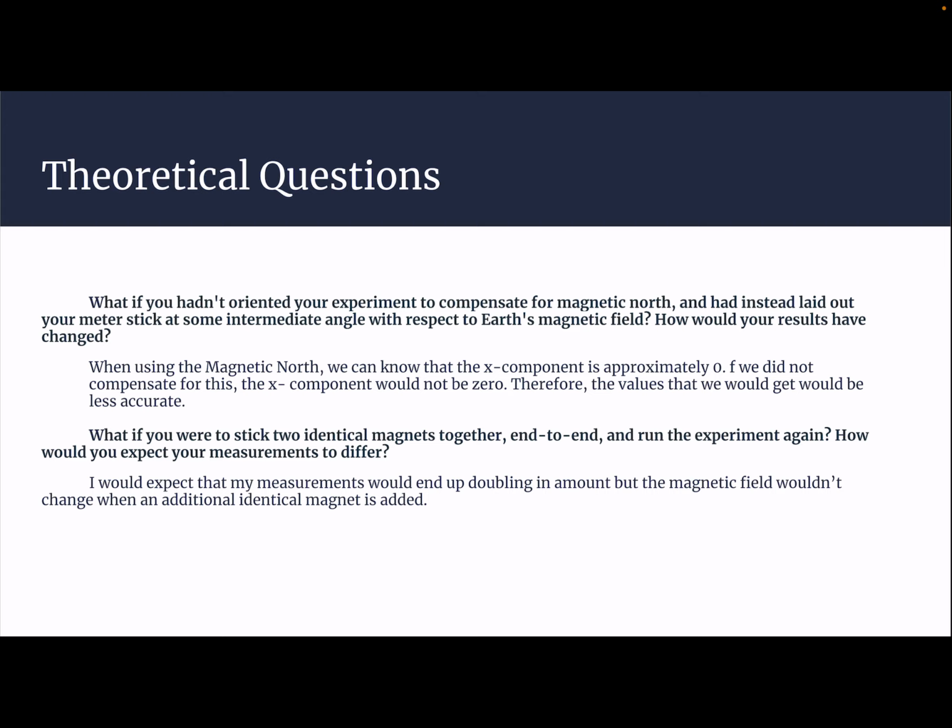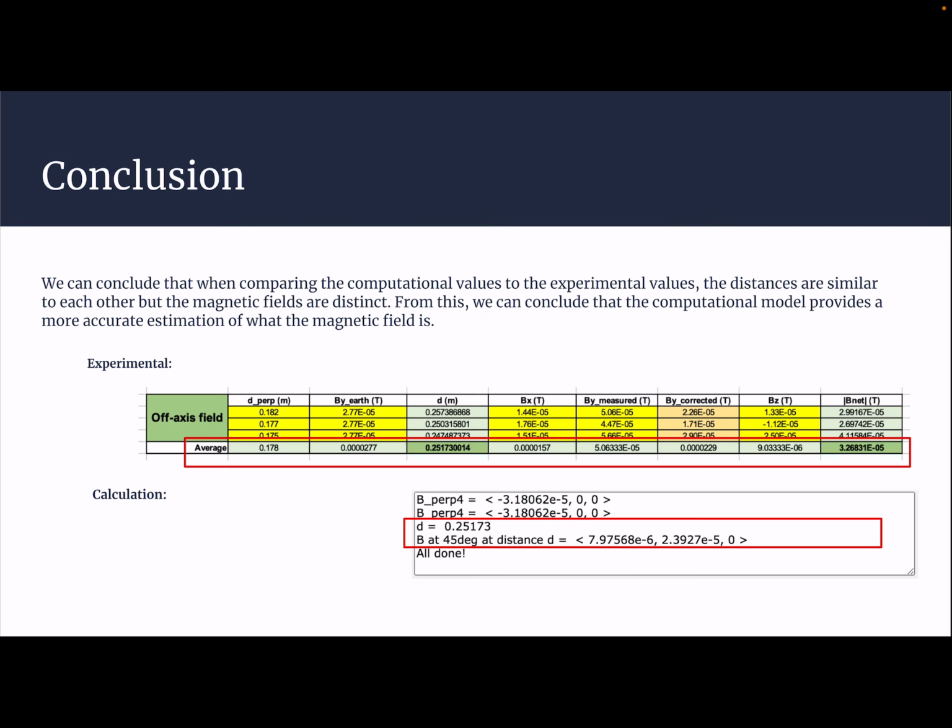Last but not least, our conclusion. Based on this experiment, we can conclude that when comparing the computational values to the experimental values, the distances are similar to each other, but the magnetic fields are distinct. From this, we can conclude that the computational model provides a more accurate estimation of what the magnetic field is.